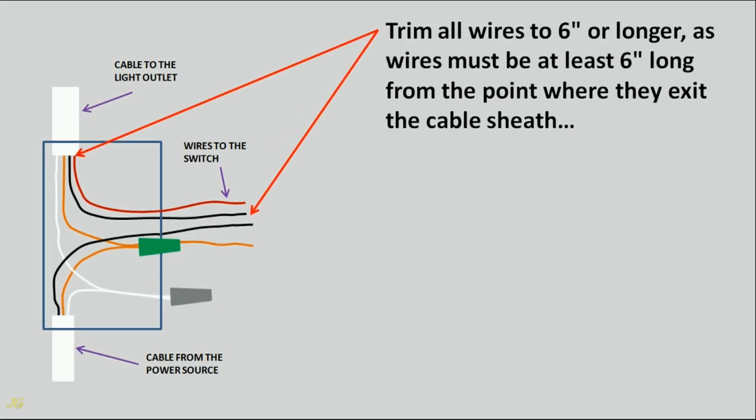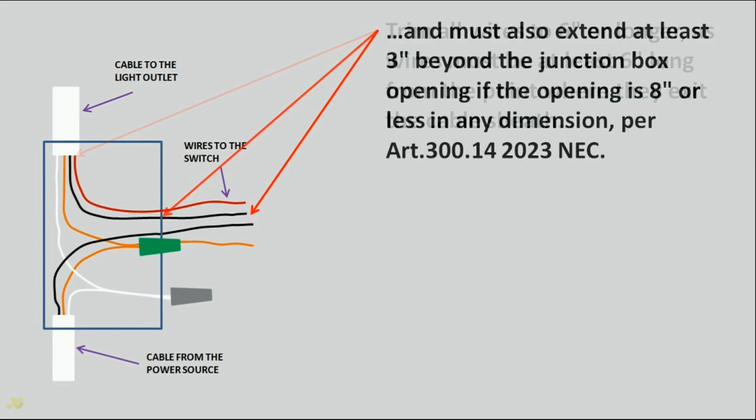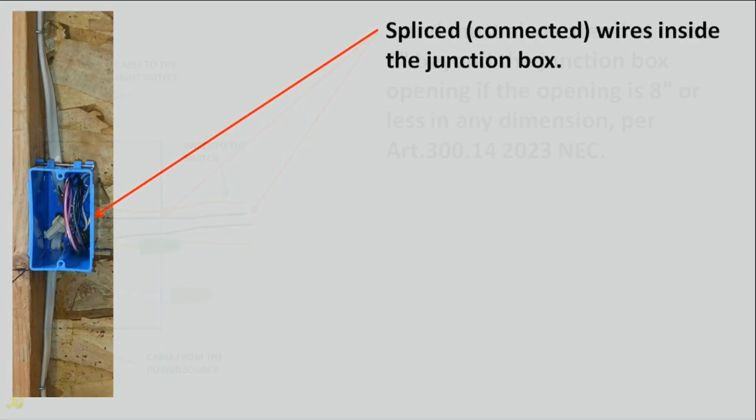Trim all wires to 6 inches or longer, as wires must be at least 6 inches long from the point where they exit the cable sheath, and must also extend at least 3 inches beyond the junction box opening if the opening is 8 inches or less in any dimension, per Article 300.14 2023 NEC. Spliced, connected, wires inside the junction box.